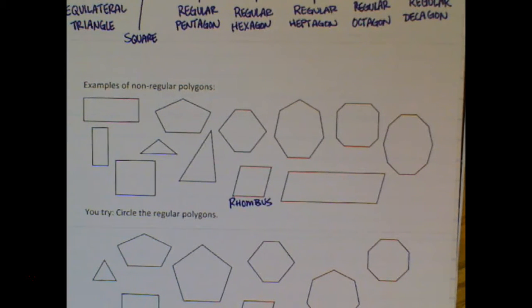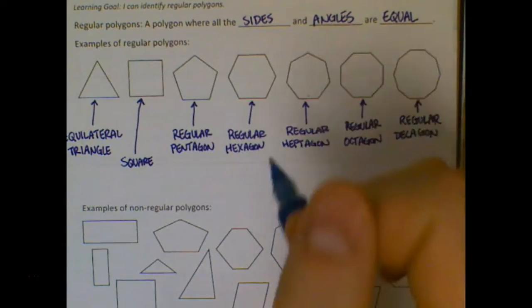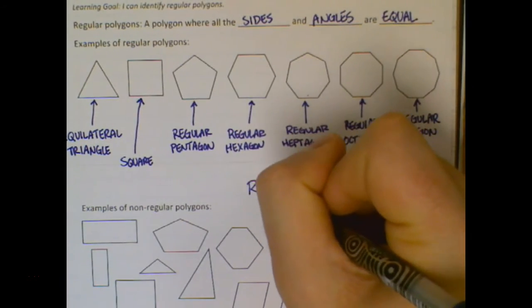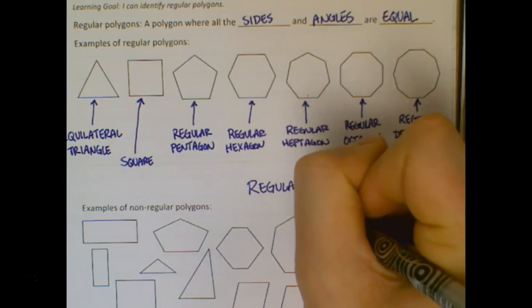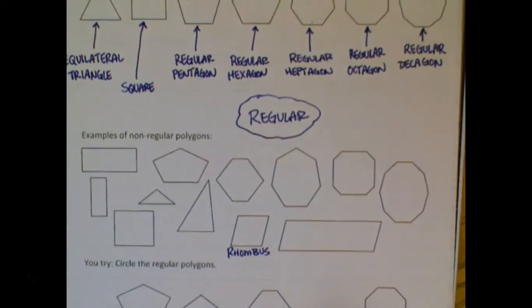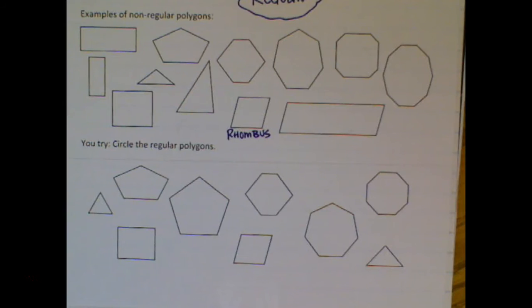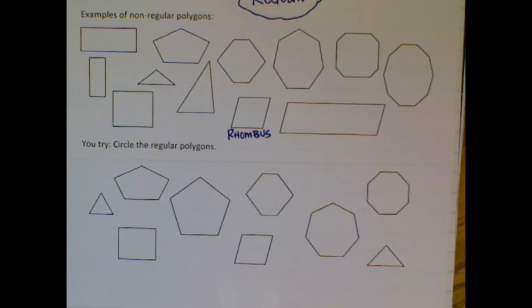Today is a really, really short lesson. Feel free to go back and rewatch this. Your word before we get too far is regular, since we're talking about regular polygons. Your last job for today, though, is simply this. I would love for you to circle the regular polygons. So go ahead and pause the video, take a look up top as a reference point, and find the regular polygons.